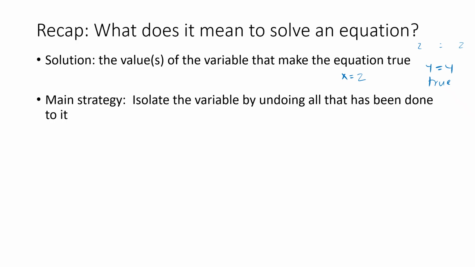When we're solving a radical equation, our main strategy is to isolate the variable by undoing all that has been done to it. It's a pretty straightforward strategy that we use when we solve linear equations. If you see adding, you're going to undo it with subtracting. If you see multiplying, you're going to do division. The only thing we add in here is if you see a square root, you will square it in order to undo the square rooting. If you see a cube root, then you will cube it in order to undo it. And so really it's just an issue of what order do I need to do these things in?